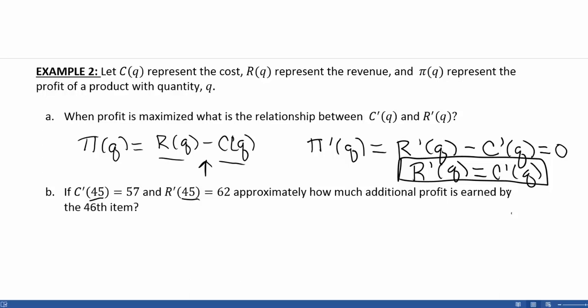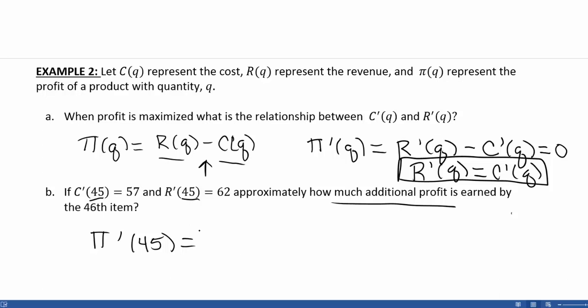Here, that dependent variable is profit. So we're looking at what happens as we move from 45 items to 46 items. And so again, the additional profit is the marginal profit. That's the rate at which the profit is changing. So we want to talk about marginal profit at 45 items, because that's going to tell me how much additional profit I make to go from 45 to 46, and therefore identifies the additional profit earned by the 46th item.